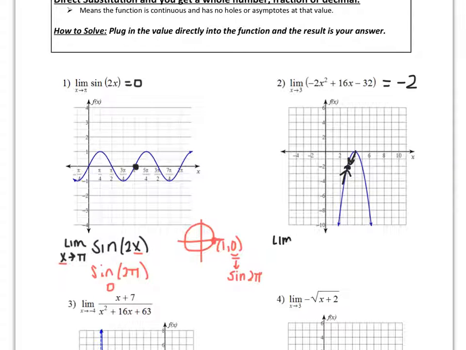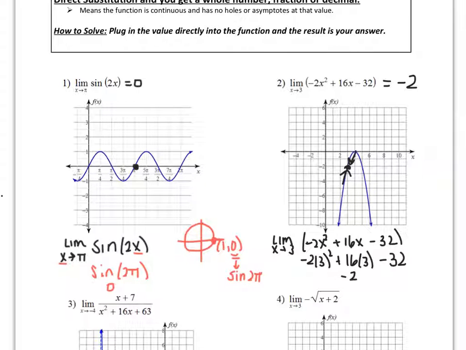It's the limit as x approaches 3 of negative 2x squared plus 16x minus 32. We're going to plug in 3 directly into the x values. Now take a minute, pause the video, and type this all into the calculator and see if you get negative 2, and then hit resume when you're ready. Okay, you definitely should have gotten negative 2. So that shows me that my limit is negative 2.